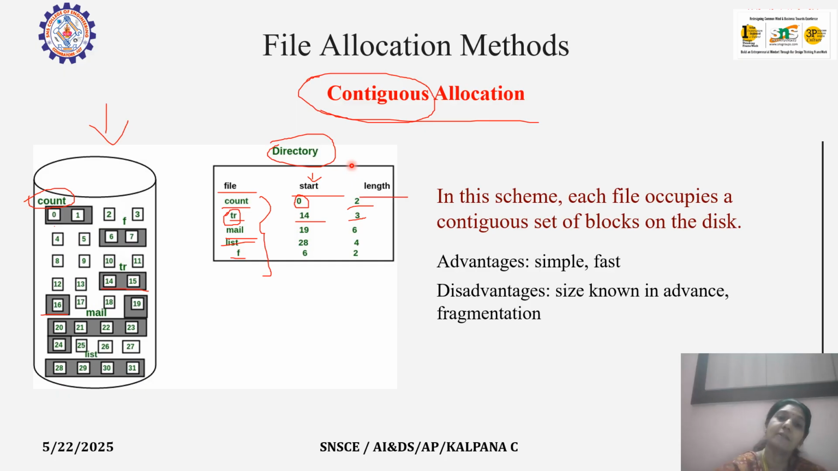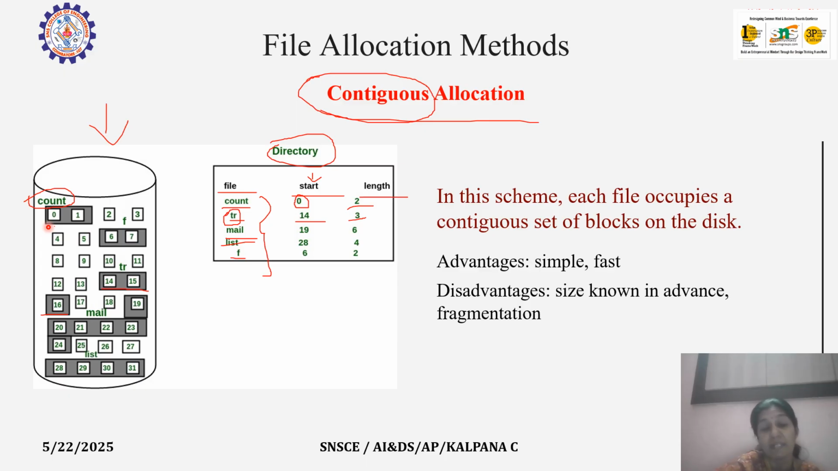Obviously, this contiguous allocation has advantages as well as disadvantages. Let's discuss the advantages and disadvantages now. The advantage is, as we see here, we are not calculating anything. We are just sequentially allocating one after another, allocating the next blocks to the file according to the length. So it is very fast and a very simple technique.